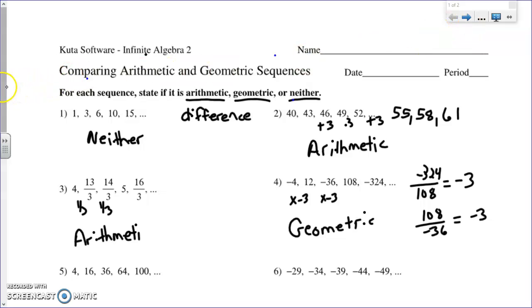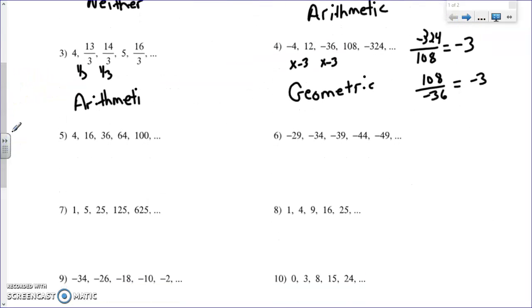Okay, so let's look at this here. How can I get from 4 to 16? You could think add 12 or multiply by 4. 16 to 36, I can't add 12 or multiply, so this is neither. Does everybody understand? That would be neither arithmetic or geometric.